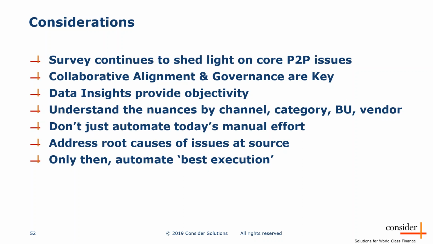So the evidence is clearly that we don't really just want to automate today's manual effort. We want to understand really what's going on, get to the root cause of issues at source, isolate those, design in quality at the front end, and then we can automate best execution. So that's a lot of what's coming out, both in terms of best practice and challenged practice from what we're seeing.